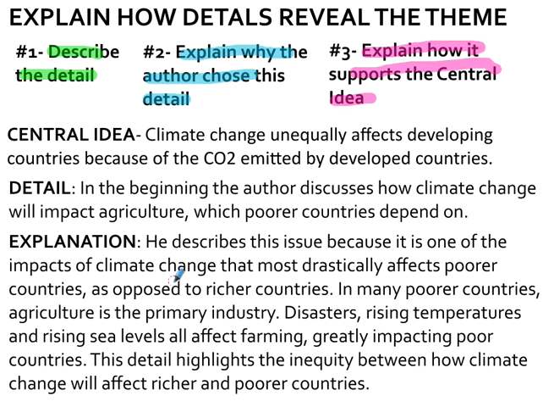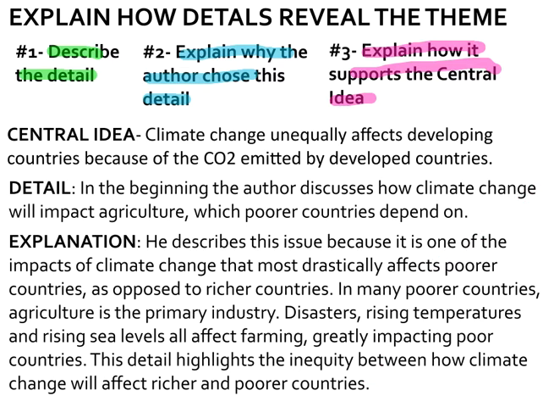So let me read it to you once and let's see if we can highlight the different components of my explanation. He describes this issue because it is one of the impacts of climate change that most drastically affects poorer countries as opposed to richer countries. In many poorer countries, agriculture is the primary industry. Disasters, rising temperatures, and rising sea levels all affect farming, greatly impacting poor countries. This detail highlights the inequity between how climate change will affect richer and poorer countries.